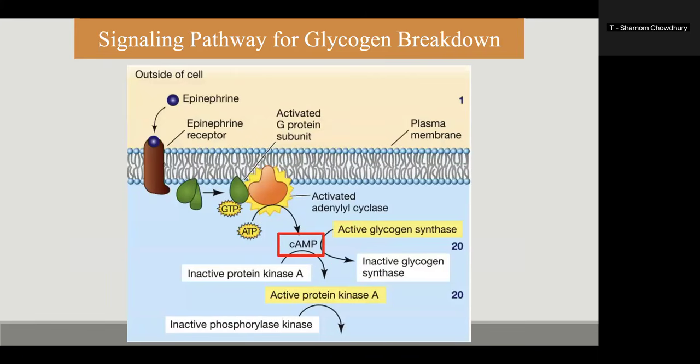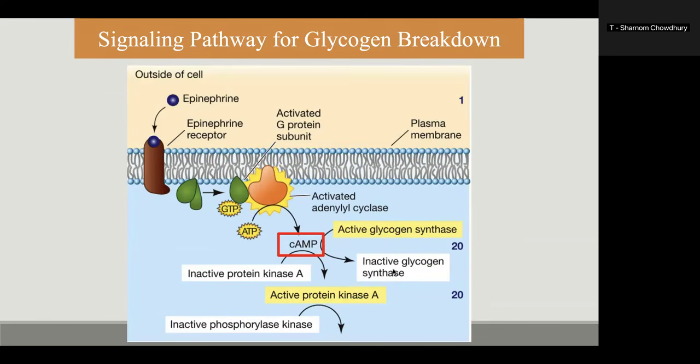So this is just one more time. Epinephrine binds to a receptor. G protein gets activated, exchanges GDP for GTP. GTP alpha subunit dissociates and then binds to an effector protein. In this case, it's activating adenylyl cyclase. Adenylyl cyclase is activated, converts ATP to cAMP. cAMP, as we mentioned before, is a common secondary messenger. Here it has two functions.